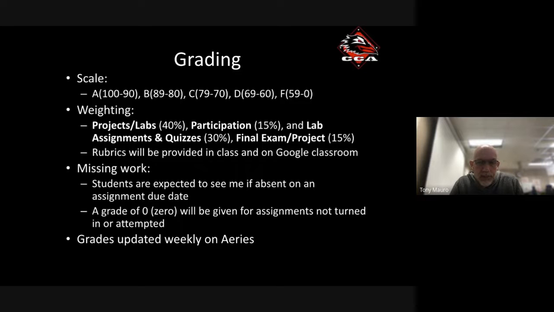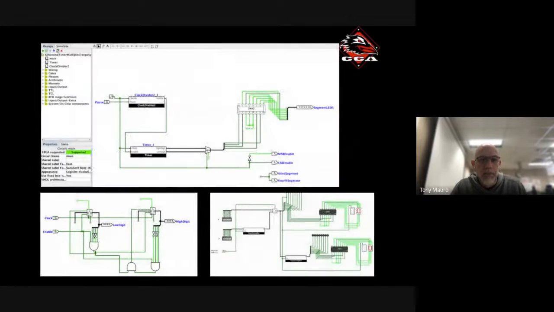So that's the breakdown. If they are missing work, students should see me. If there's a discrepancy in what is showing in the grade areas, they should just come see me and we'll work it out. I'm pretty open to being flexible there.